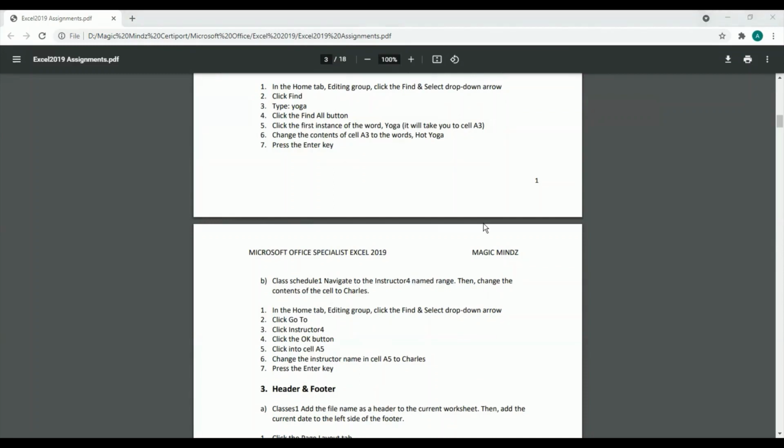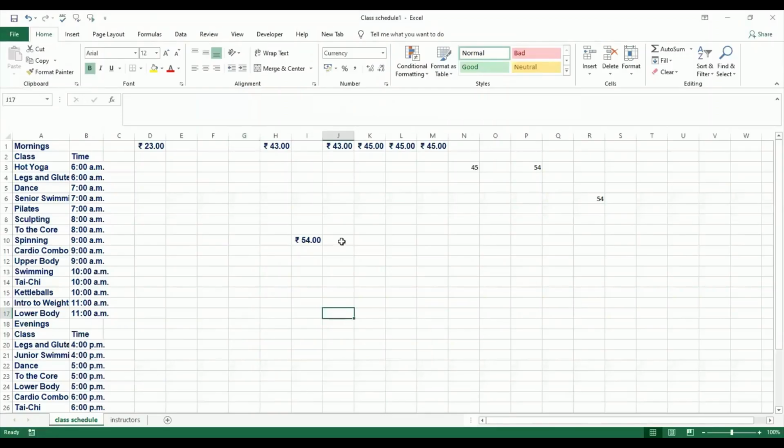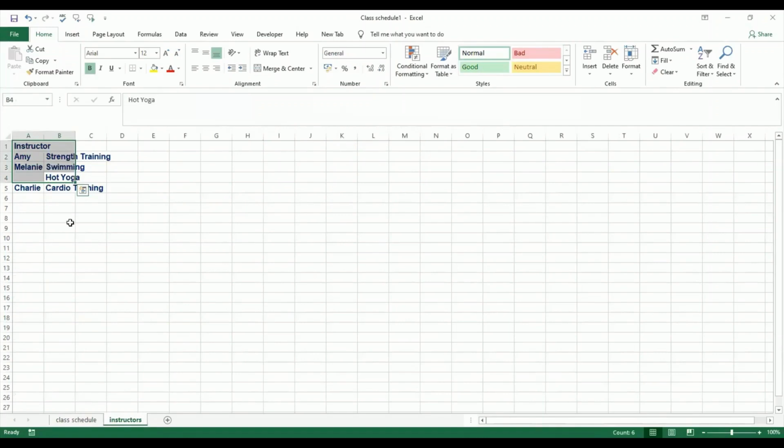Let's understand what is named range. So I've opened my sheet. You should be able to see it now. So I've got instructors over here. Amy is there, Charlie is there, Melanie is there. There's a blank cell over here. And right now I don't have anybody, but I might have more instructors coming in.